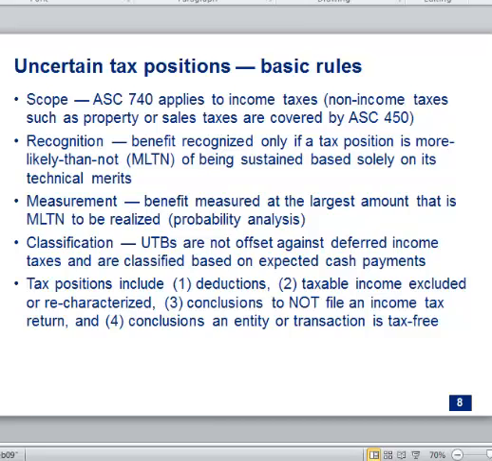If you pass the recognition test, if you decide, look, I looked at my position and I think I'm more likely than not to win just based on the technical merits, then you go to the measurement test. Okay? And we'll talk about this in a lot more detail when we get to the following slides. But the measurement test, what it basically says is, if you have a position, like let's take the R&D credit as the example. If you have a position that you're more likely than not to win on the technical merits, the goal of the measurement test is to figure out how much of the position you're ultimately going to book as a benefit. Okay?